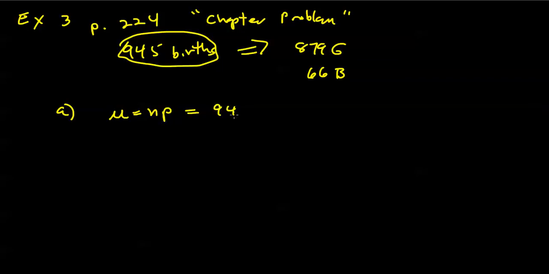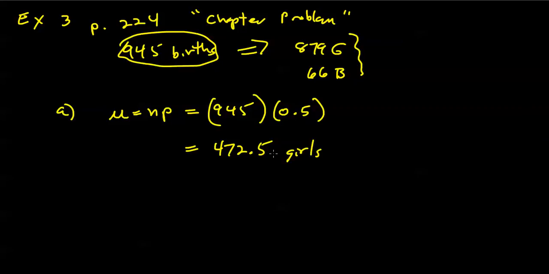It's going to be 945 times, well, what's P? Well, remember in part A they tell us to assume that boys and girls are equally likely. Doesn't look like that in the results, but again, the book is telling us that assuming boys and girls are equally likely, if I'm calling a girl a success, then the probability of a girl is going to be 0.5. So our mean in this case is going to be 945 times 0.5. That's going to be 472.5 girls. This is the mean number of girls we might expect in this binomial experiment.